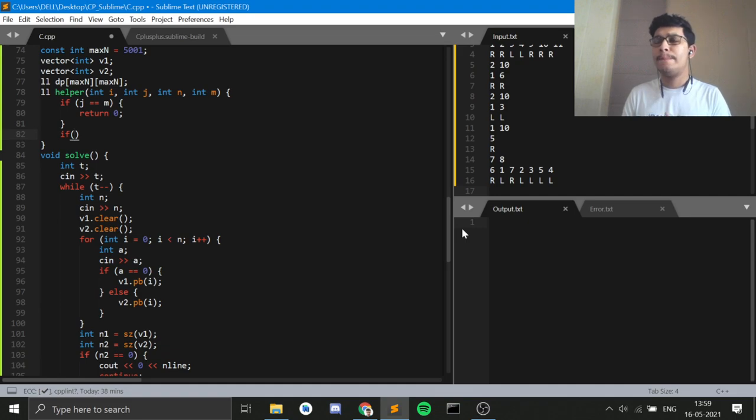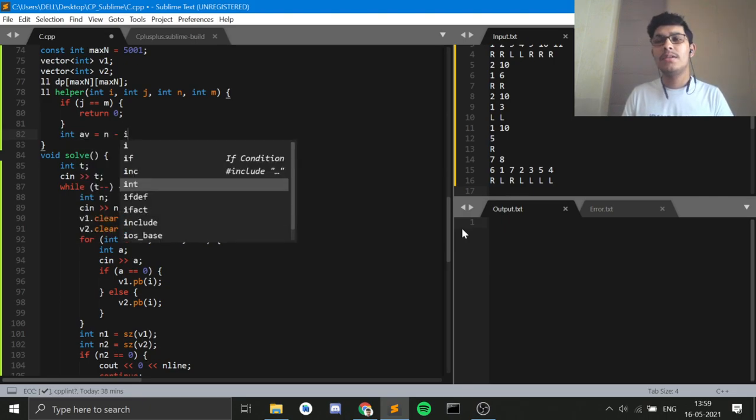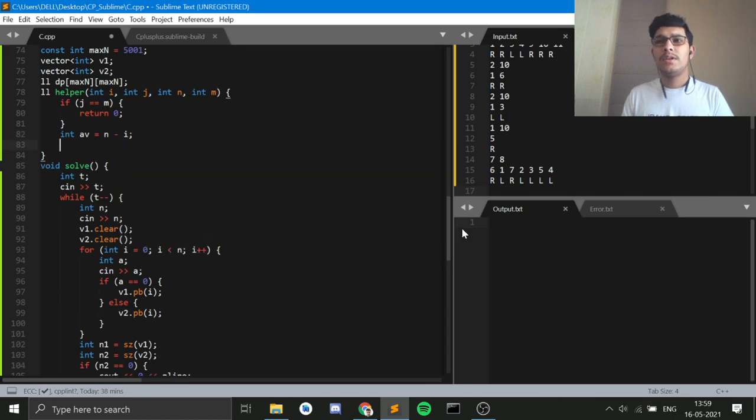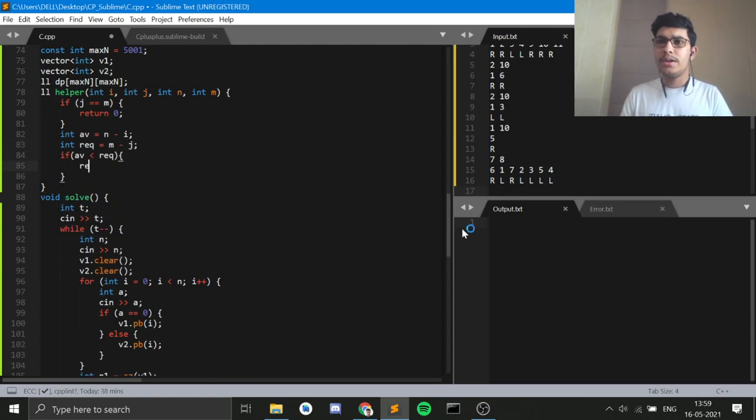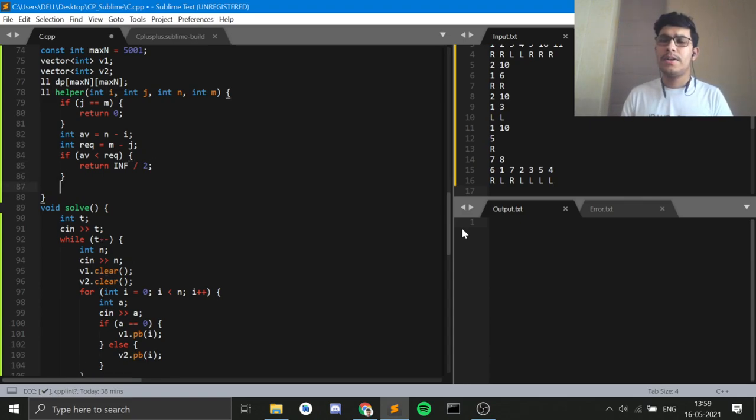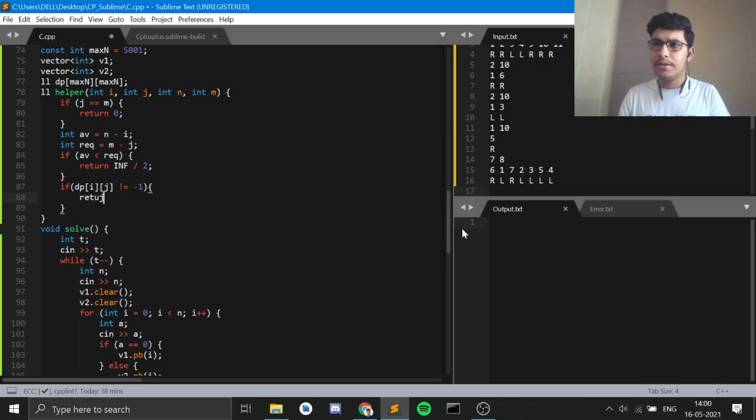If okay, int available, let's see how many chairs are available. Int available equals n minus i, right, and int required equals m minus j. So if available is less than required, then what do you do? Then you return infinity by 2 maybe. Yeah. Apart from that, if dp at i comma j is not equal to -1, then you return dp only.